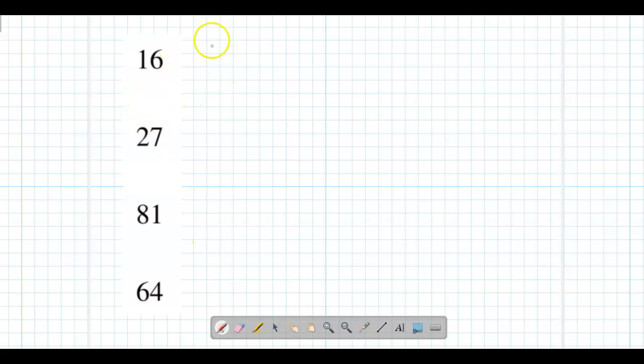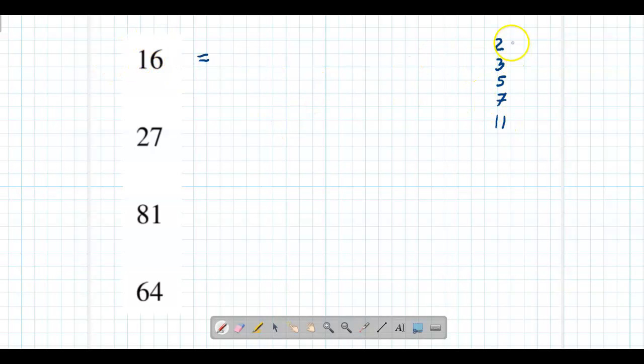For this video, we're going to look at writing numbers in prime base form. So prime base form means that we need to write 16 as a prime number to the power of something. Now, just a quick reminder that your first few prime numbers are 2, 3, 5, and 7. And you may also have an 11 in there as well. So it's probably going to be one of these bases.